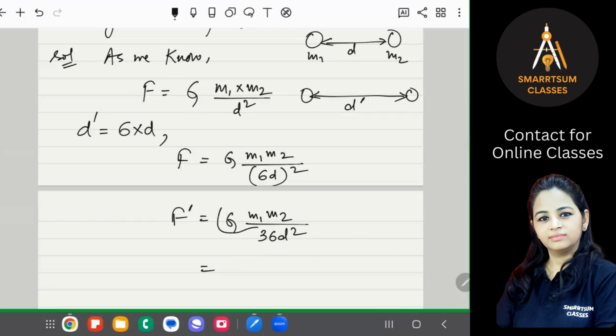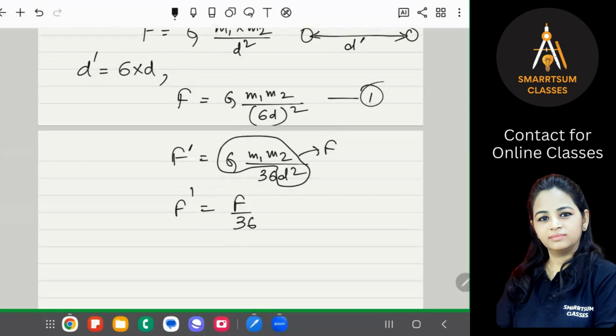And this whole thing is your F according to this, from 1. Can I write that F dash will be equal to F upon 36? That means force will decrease by 36. It will become 1/36th of the force which was there earlier.